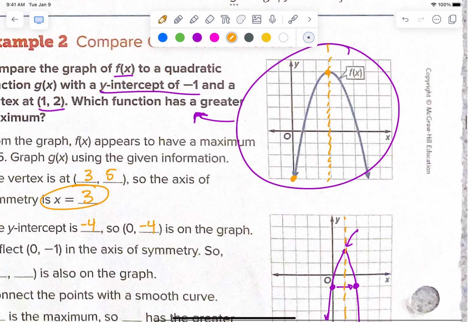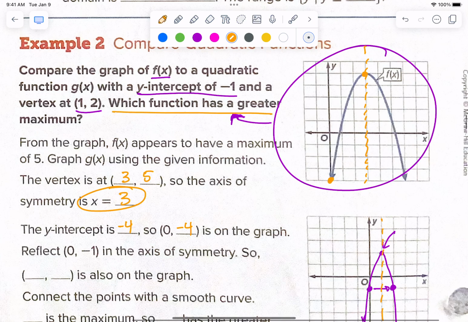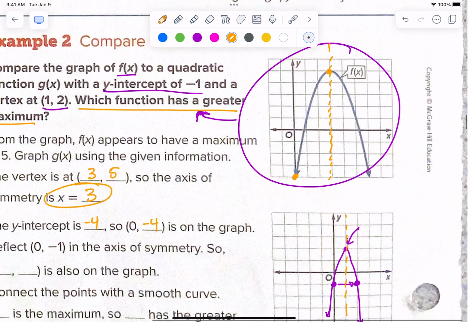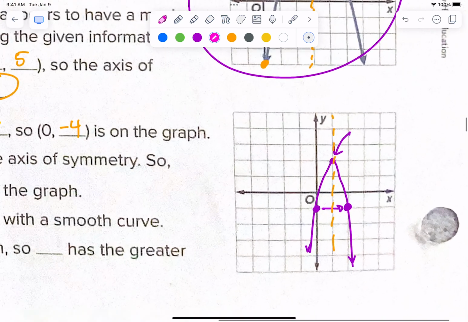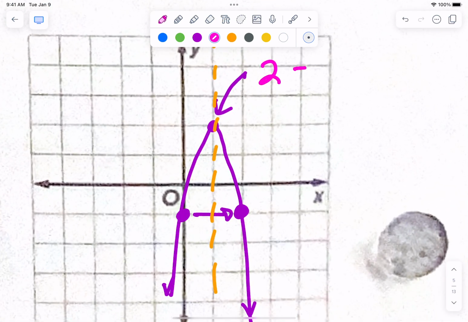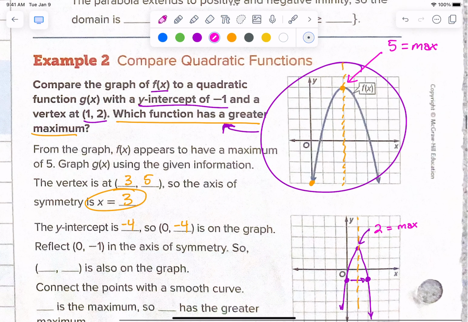Okay. So when we have this, it says which function has a greater maximum? Which function has a higher maximum? The top one. His maximum point is where? 3, 5. 5 is his max, right? That's the highest he goes. Now, 3, 5 is the maximum point, but we only go off of the 5. The bottom one? His maximum is 2, so the one up above goes taller. He has 5 as his maximum, so he has the greater maximum. Got it? Comparing quadratic functions?